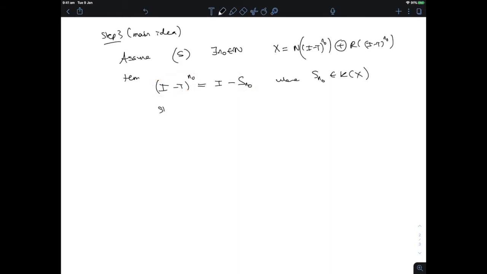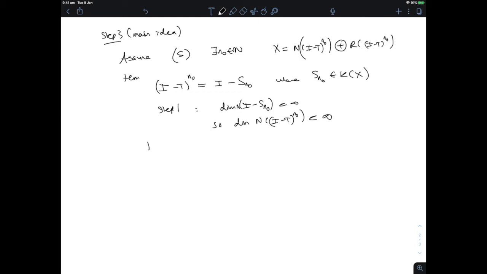So step 1 tells us that the dimension of the null space of identity minus S_n0 has to be finite, and therefore the dimension of the null space of identity minus T to the power n_0 has to be finite.